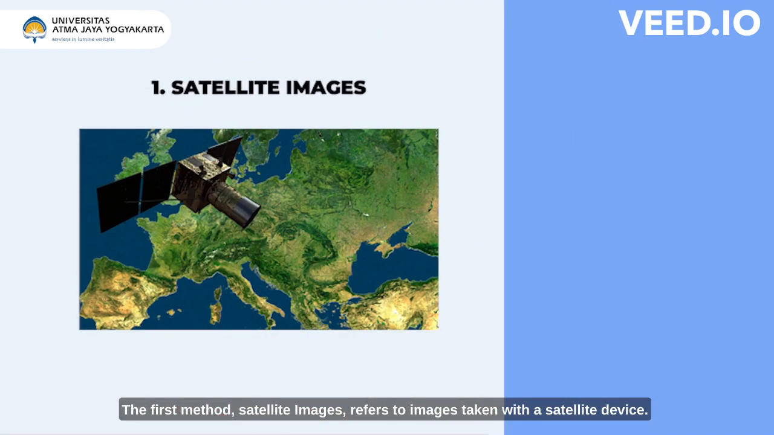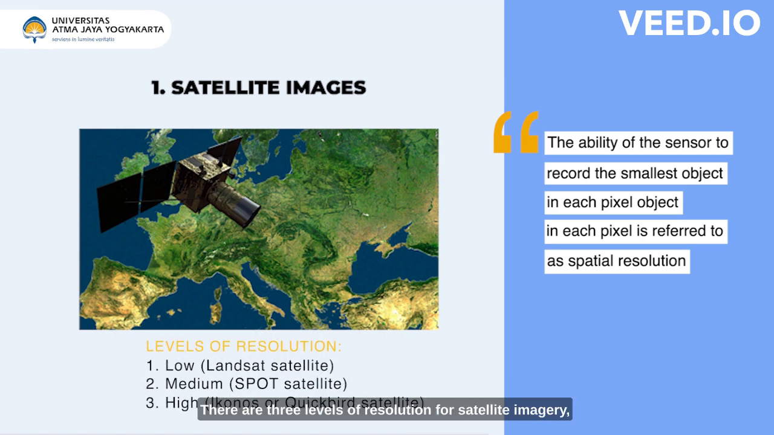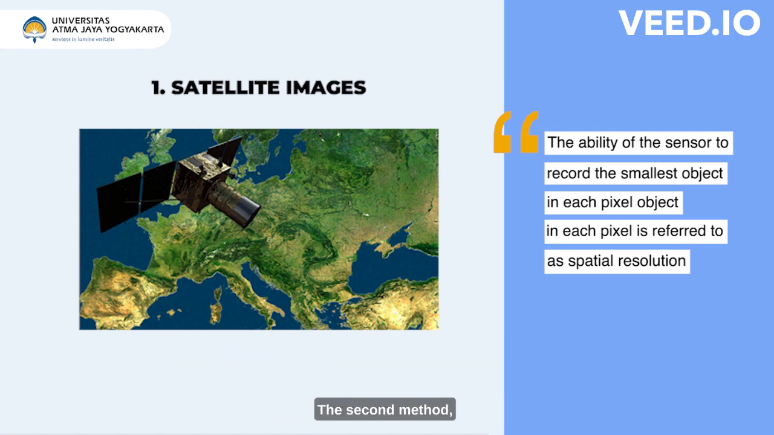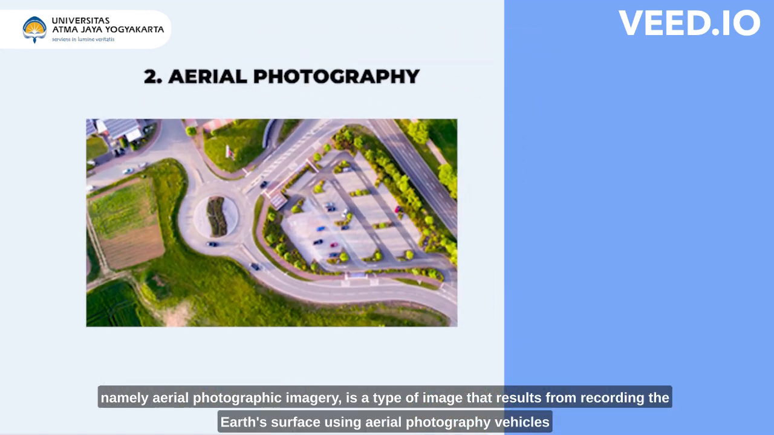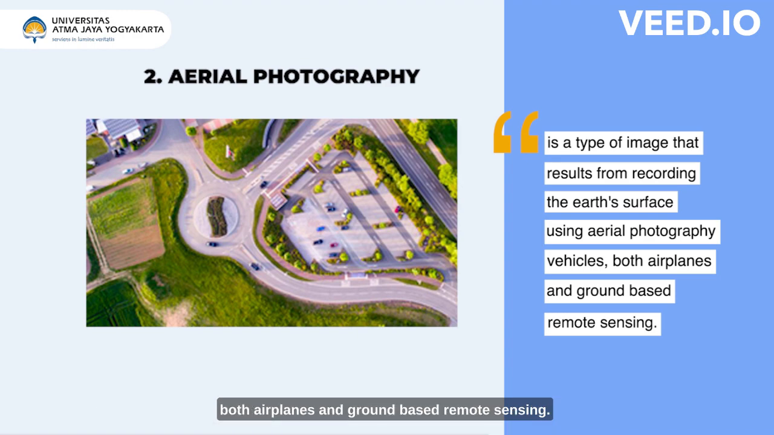The first method, satellite images, refers to images taken with a satellite device. The ability of the sensor to record the smallest object in each pixel is referred to as spatial resolution. There are three levels of resolution for satellite imagery, namely, low, Landsat satellite, medium, SPOT satellite, and high, IKONOS or QuickBird satellite. The second method, namely aerial photographic imagery, is a type of image that results from recording the Earth's surface using aerial photography vehicles, both airplanes and ground-based remote sensing.